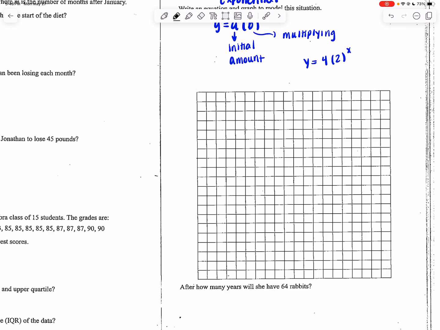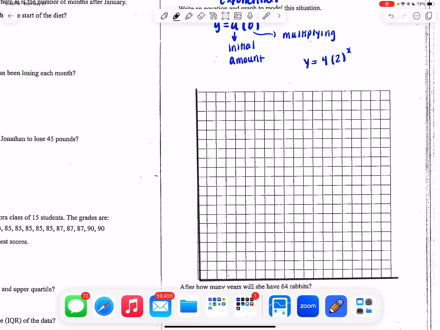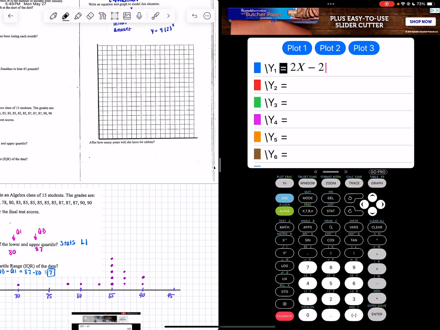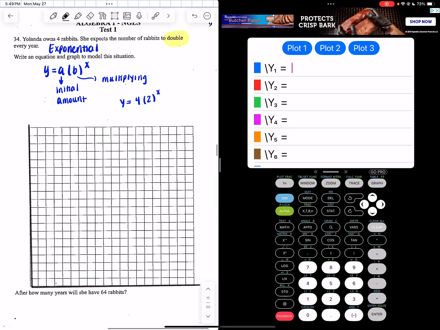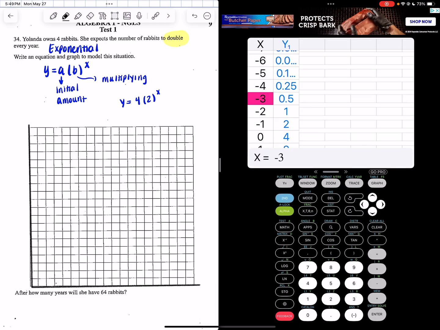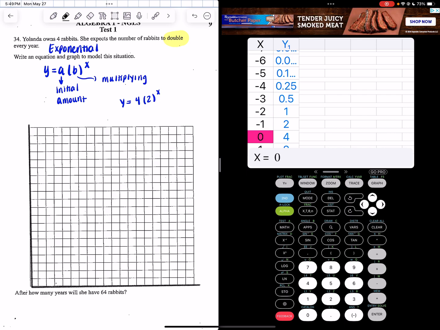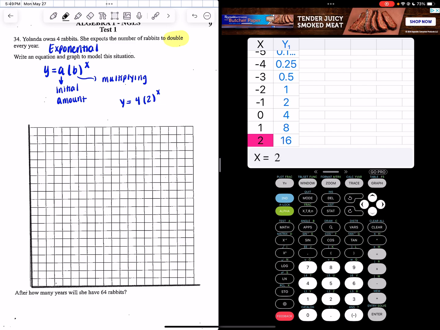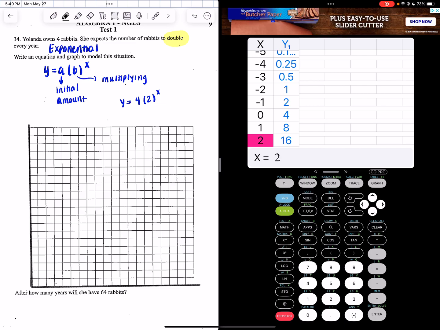Now what I'm going to do is basically just draw in my y-axis, and then draw in my x-axis. And now I'm going to go to y equals and basically create a table. So I'm going to go to y equals and type in 4 times 2 to the x. And then I'm going to hit second graph just to see what the values are. So at 0, I get 4. At 1, I get 8. At 2, I get 16, and so forth.